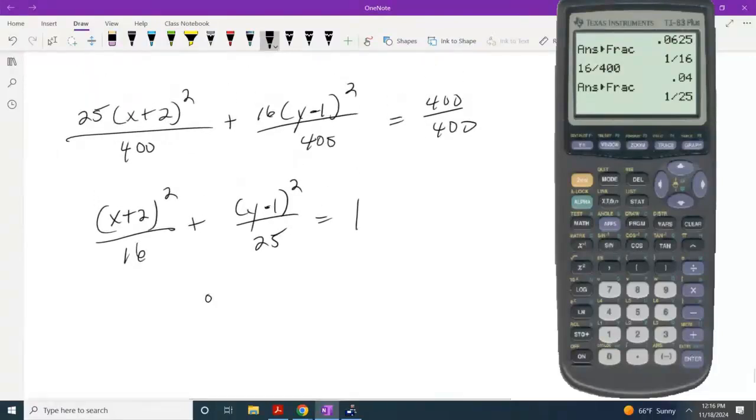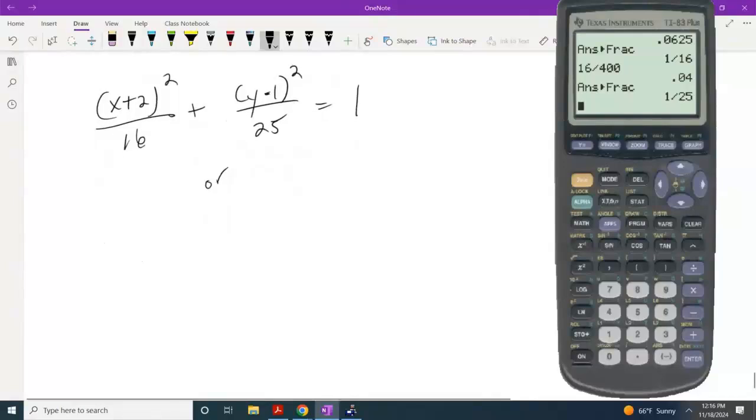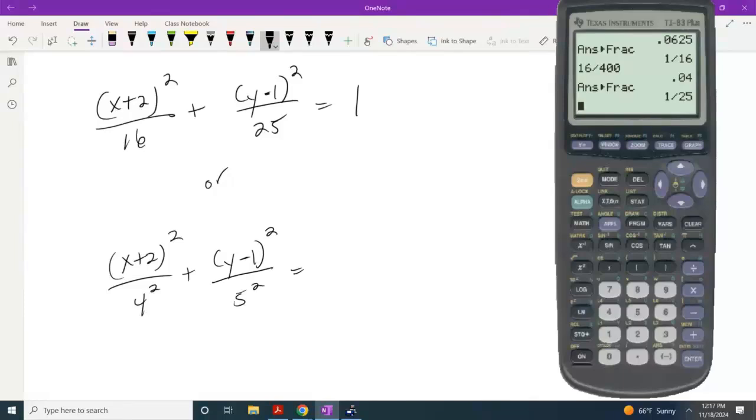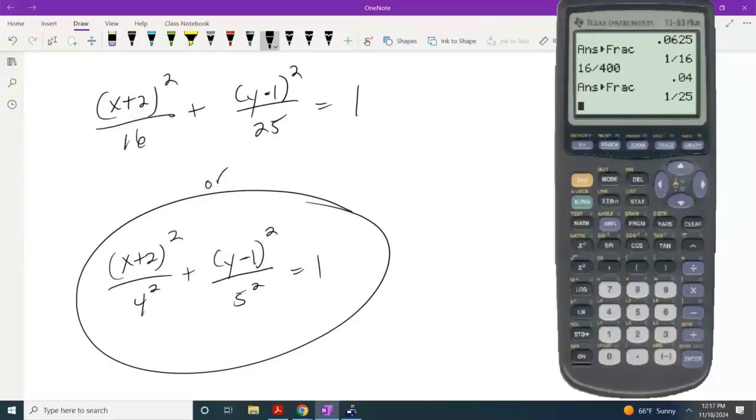And then to put it in the standard form as they like, I'm just going to square root the denominator. So I should have x plus 2 quantity squared over 4 squared plus y minus 1 quantity squared over 5 squared is equal to 1. So we had to complete the square in order to put that equation in standard form. Is everyone okay, or would you like to see another one?